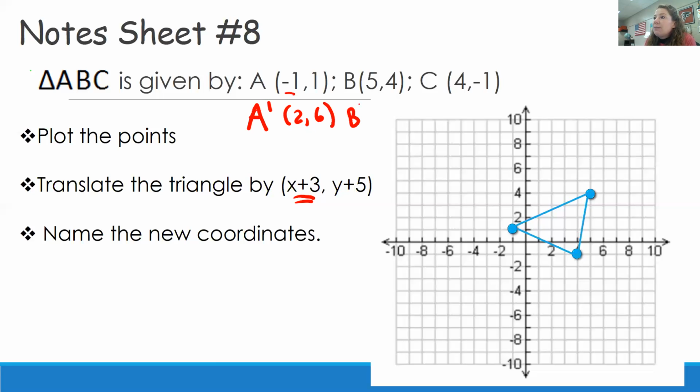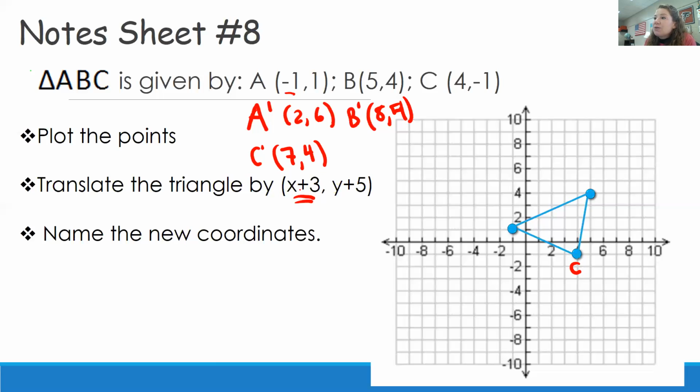All right, what about B prime? Well, x was at 5. I'm going to go right. 5 plus 3 is 8, and y was at 4, so 4 plus 5 is now going to be 9. And then C prime, the original C is over here at 4, -1, so this is C. 4, -1, so if I start at 4 and I go right 3, I'm going to end up being at +7. I was at -1, but I'm going to go up 5. -1 plus 5 is 4.